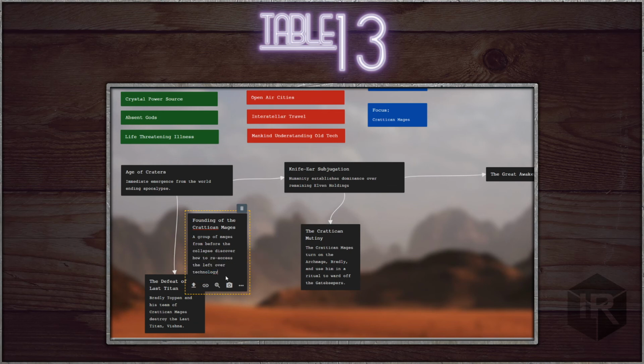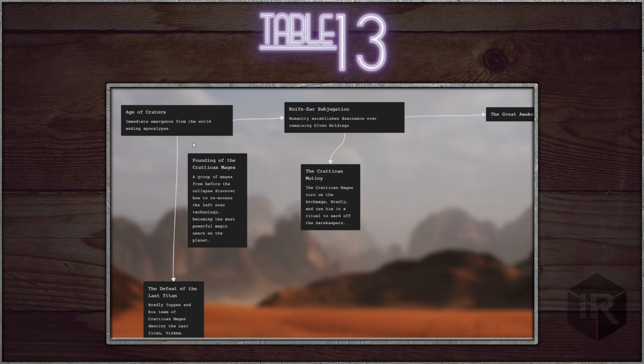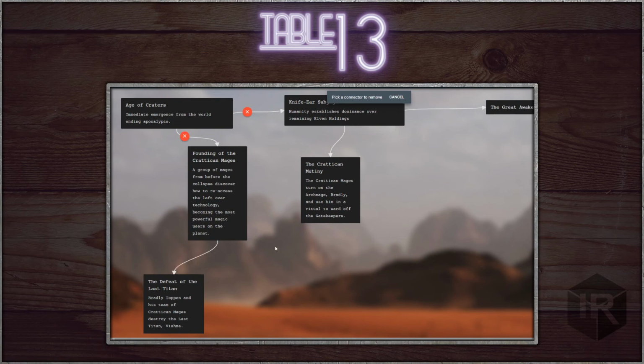Group of mages from before the collapse discover how to re-access the leftover technology, becoming... Dun dun dun. Does that increase the pressure any? Can I actually read out what you're typing immediately? Becoming the most powerful magic users on the planet. Perfect. Okay, all right.